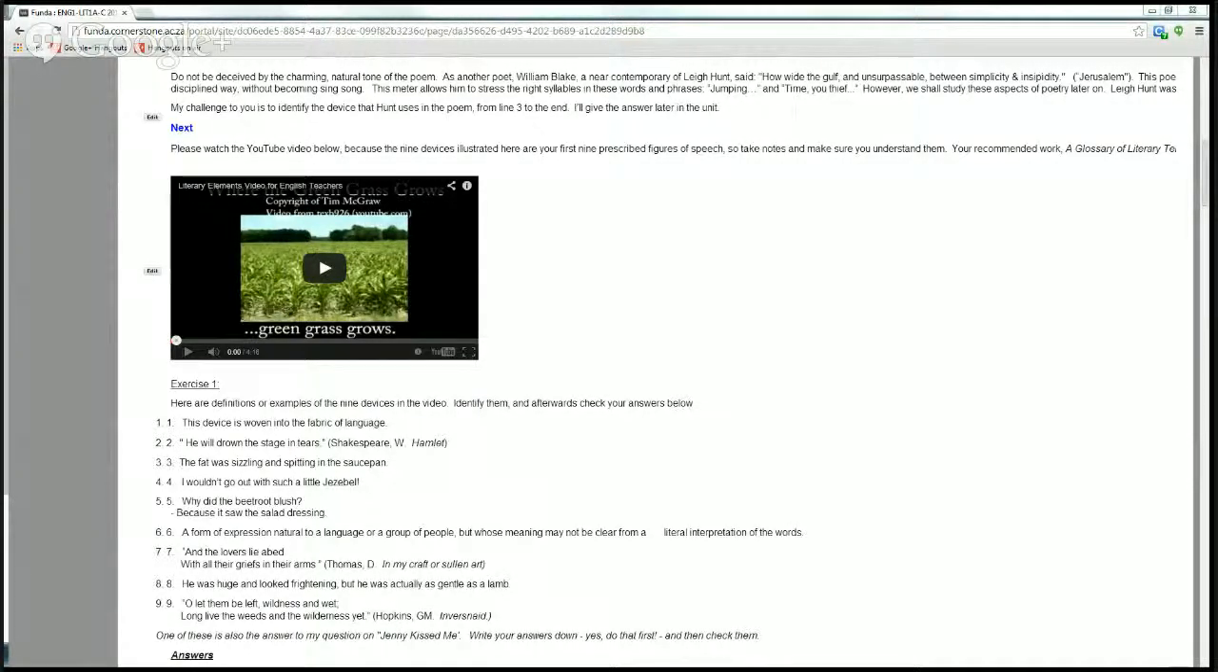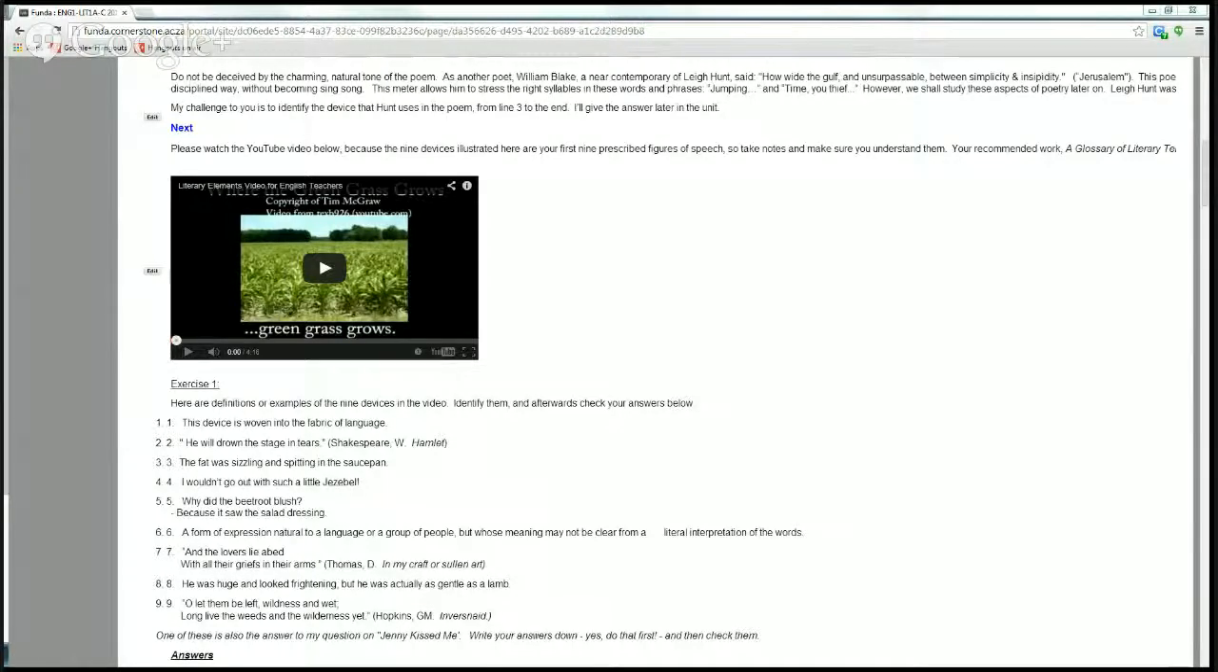So, number six is a definition, not an example. A form of expression natural to a language or a group of people, but whose meaning may not be clear from a literal interpretation of the words. What is that? Doxa, go ahead. Idiom. That's an idiom. It's a definition of an idiom. Right. As we said, we had the cherry on top and things like that in the example.